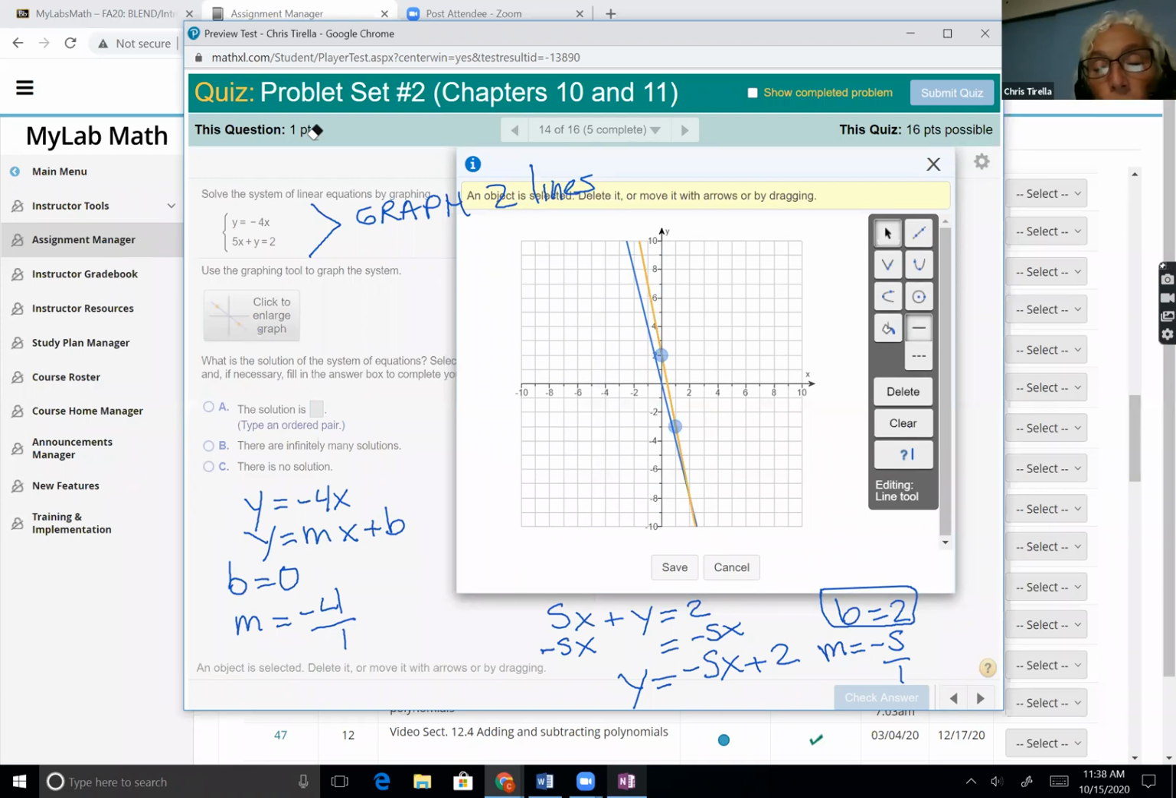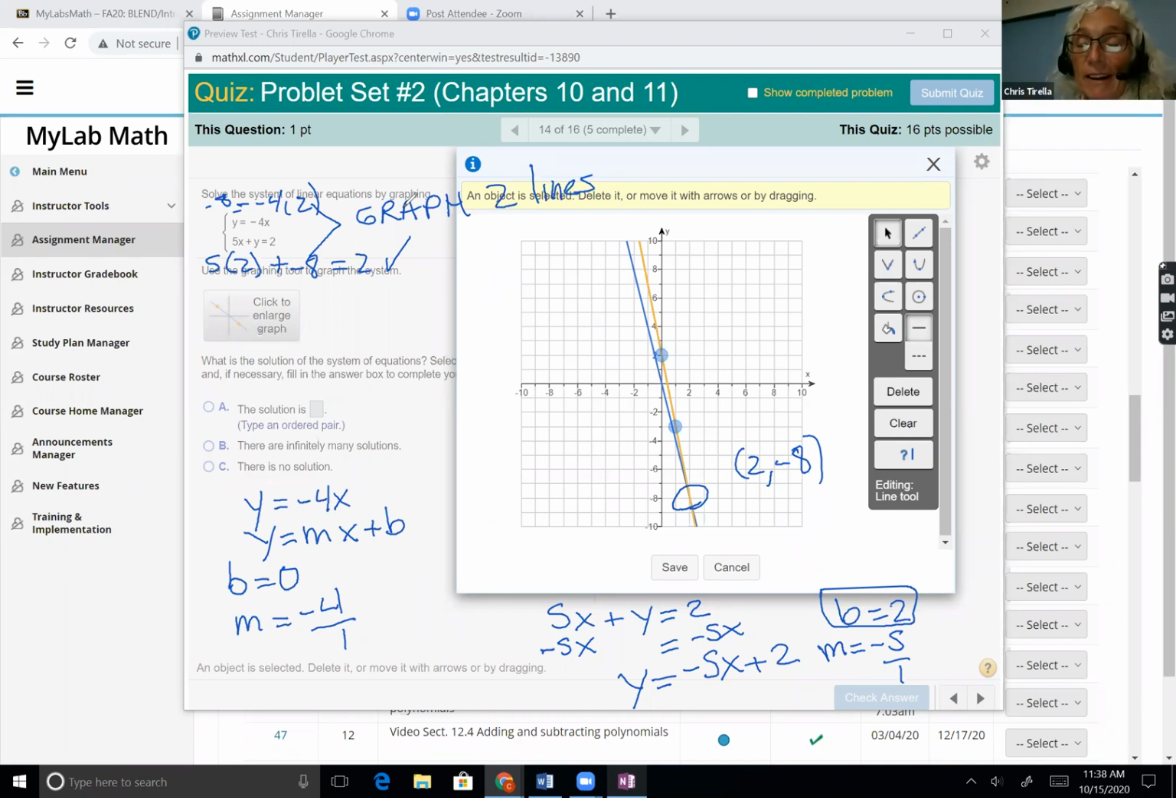And so now it looks to me like the solution is over here, which looks more like the point 2, negative 8. And so if x is 2 over here, y negative 8 would equal negative 4 times 2. And here, if x is 2, 5 times 2 plus y is negative 8, that does equal 2, so it checks. And so there you go. Did you folks see the value of that check there? I realized I made a careless mistake and was able to go back and find it because I did the check.